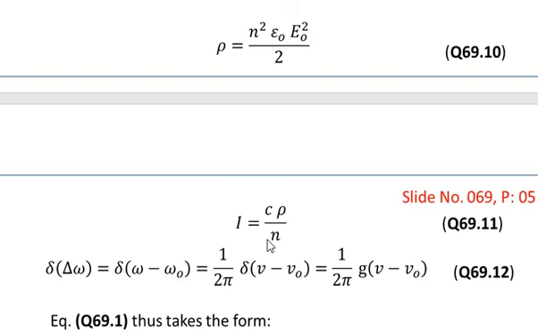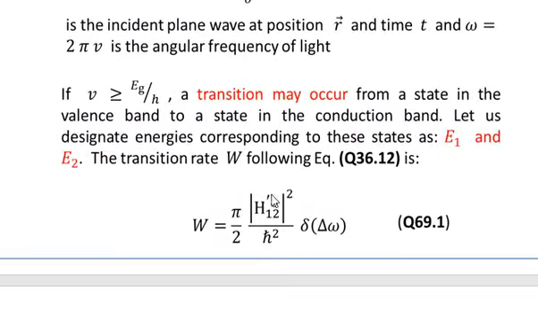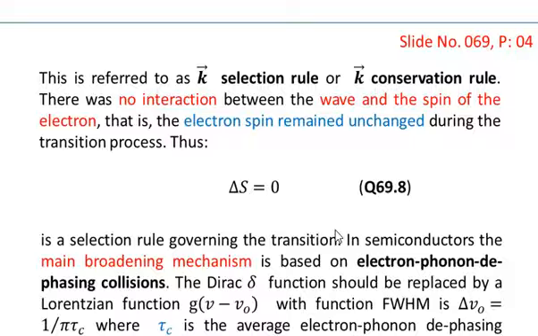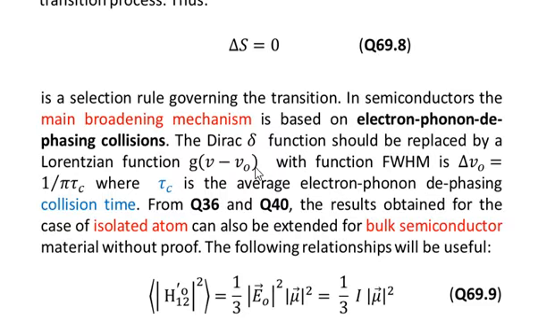And delta omega, which we have in the very previous equation, that is over here in equation number 69.1, we have delta omega over here, which we can replace for the case of homogeneous broadening, as we are assuming it to happen for the case of semiconductor material. We shall replace delta of omega by the function g of nu minus nu naught. That is this function g of nu minus nu naught.